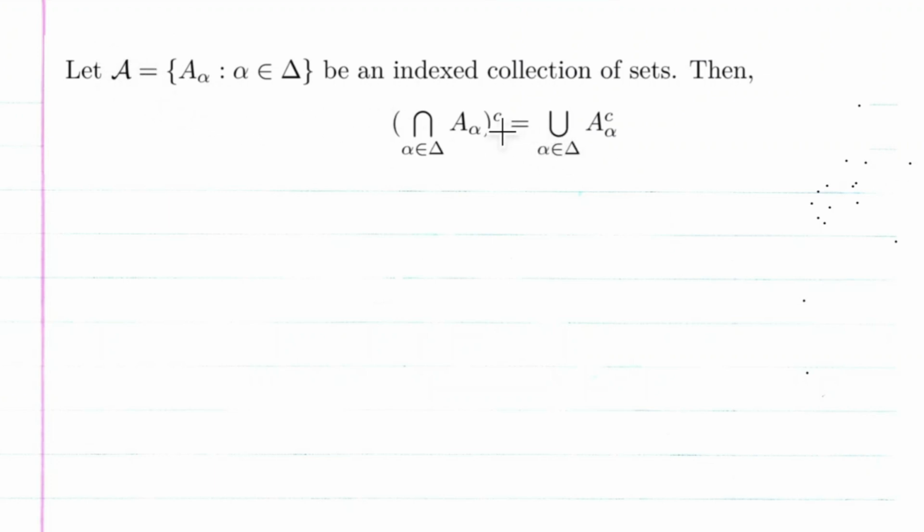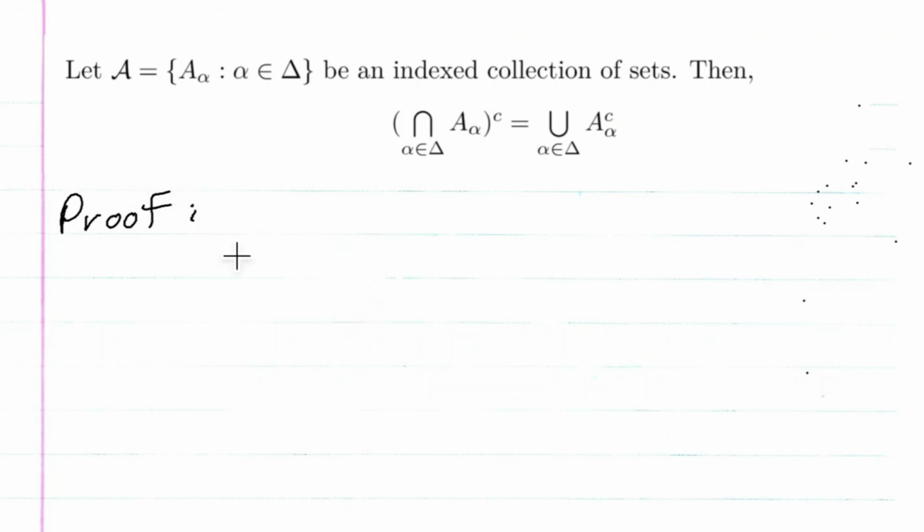Okay, so the property says the complement of the intersection of the sets within this collection is equal to the union of the complements of these sets within this collection. So we're going to prove this using some logic. So let's go ahead and get started.